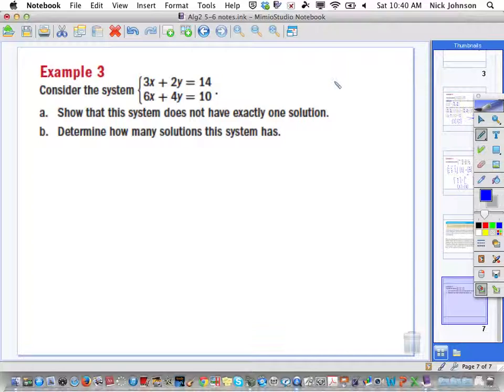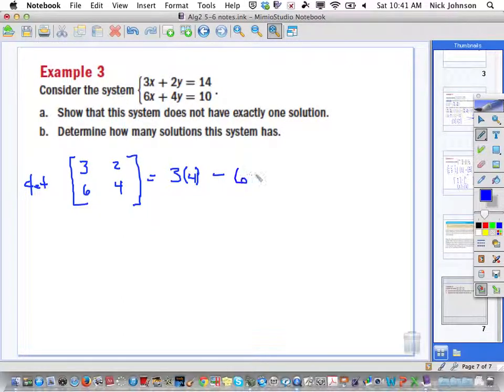Example 3 says, consider the system. A says, show that the system does not have exactly one solution. So what they want us to do is check out the determinant of the coefficient matrix. And if you remember, my coefficient matrix is 3, 2, 6, 4. And to find the determinant of this, all you have to do is take 3 times 4 and subtract 6 times 2. And as you can see, we get out 0.